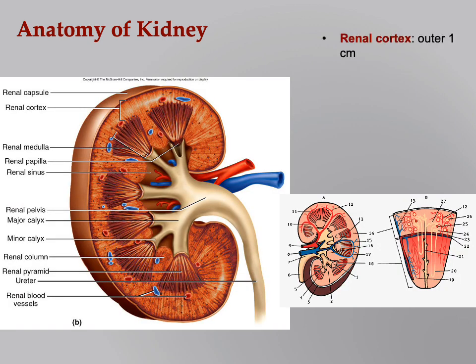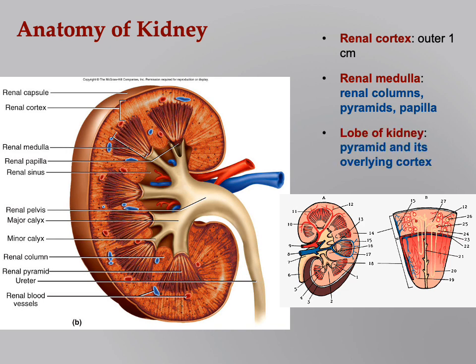Anatomy of the kidney again. So the renal cortex is the outer 1 centimeter roughly. Remember, two main regions to the kidney, the cortex and the medulla. The medulla consists of the columns plus the pyramids plus the papillae, all right? So look on that slide on the left. You can see that outermost layer is the cortex. Everything else inside of that is the medulla.